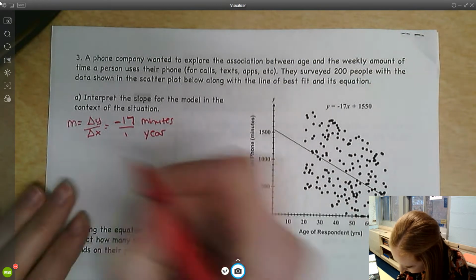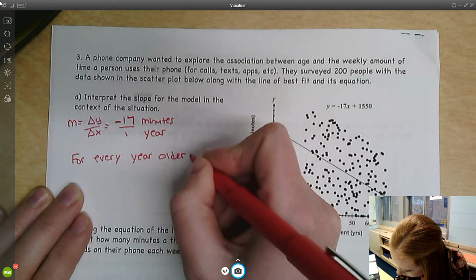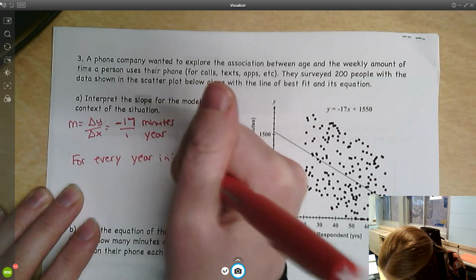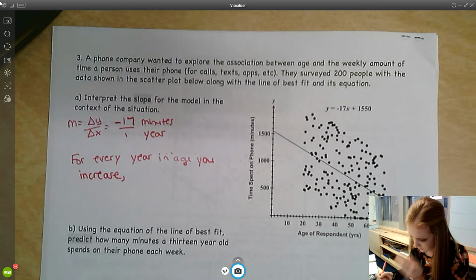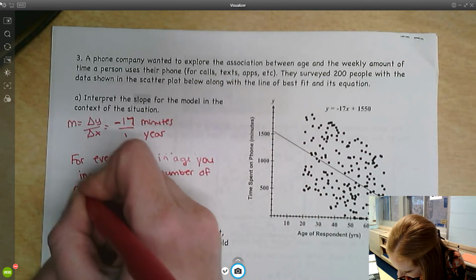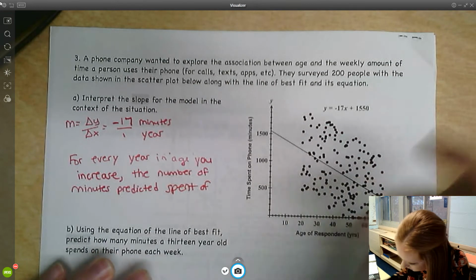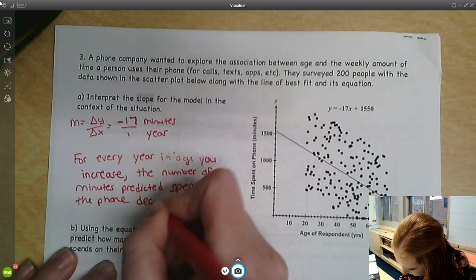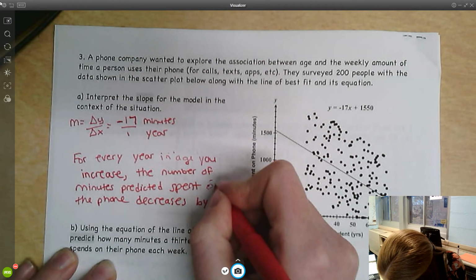Okay. For every year in age you increase, the number of minutes predicted spent on the phone decreases by 17 minutes. Okay.